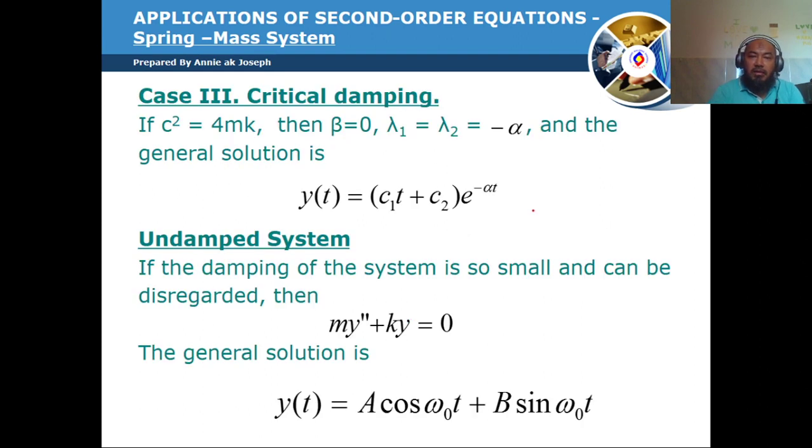Okay, and then we have critical damping when c squared is equal to 4mk. So this is the solution for the critical damping.